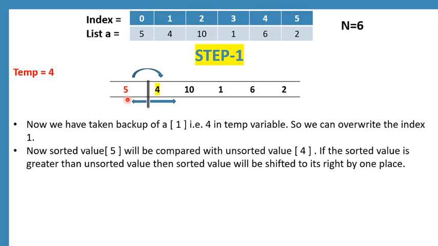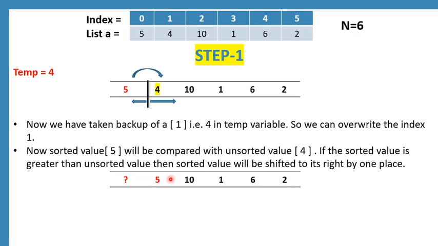If the sorted value is less than the unsorted value, then we will not apply any shifting. So when will shifting be done? Shifting will be done when the sorted value is greater than the unsorted value. Here sorted value is 5, unsorted value is 4. Yes, here the sorted value is greater than the unsorted value, so we will apply the right shift operation, and after right shifting 5, our list will look like that.